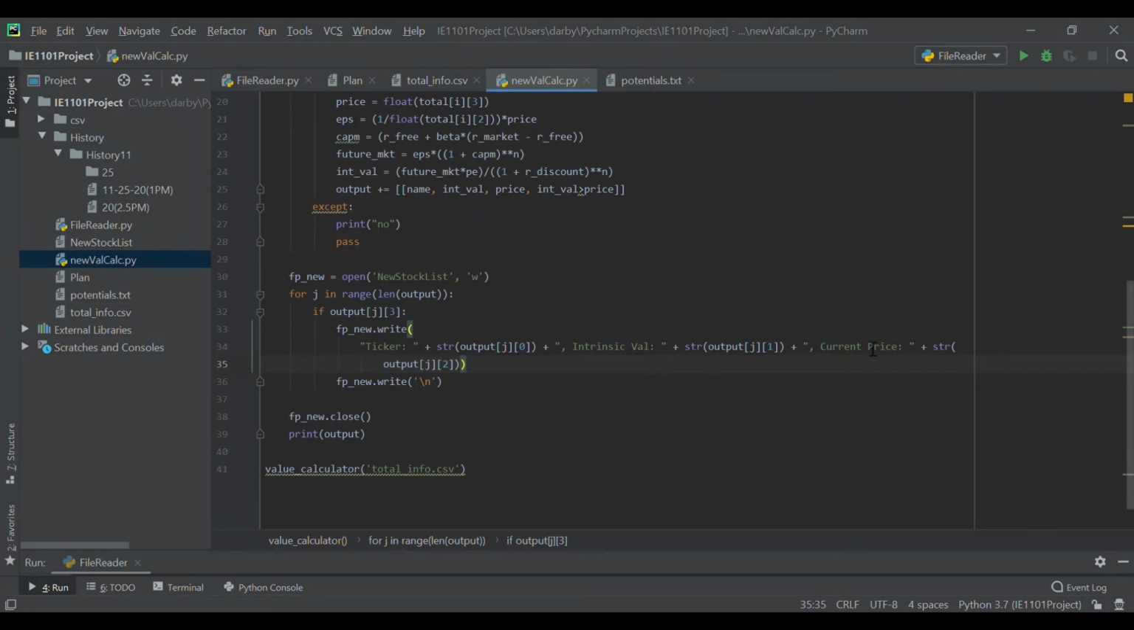Intrinsic value and then the current price. This will allow us to look at both of them and then calculate what we call a safety margin, which will have to be for a future video because I haven't done that yet. But that'll be part of our overall risk assessment once we take it to AMPL or whatever, once we make a linear program out of it.